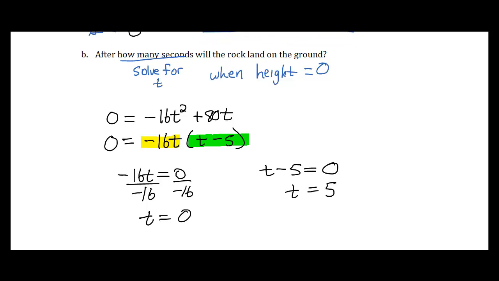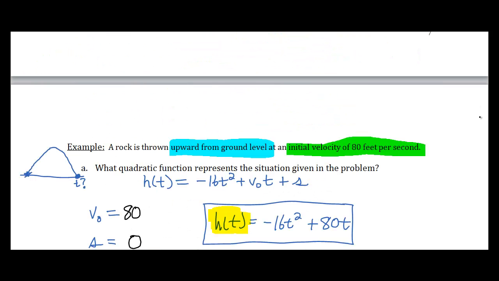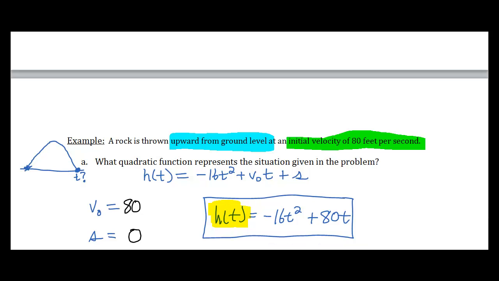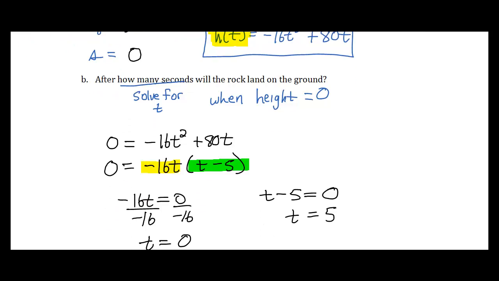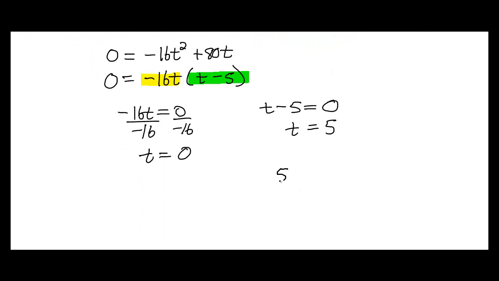Notice I have two solutions here. And of course, I'm definitely going to have two solutions, right? Since it initially started on ground level, this is my t equals 0. And it's going to go up, come back down, and this is going to be t equals 5. So it takes 5 seconds to answer my problem, 5 seconds for the rock to land on the ground again.